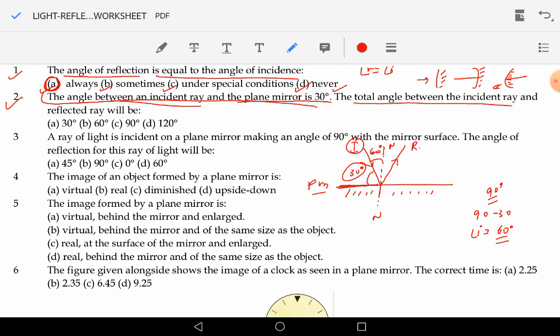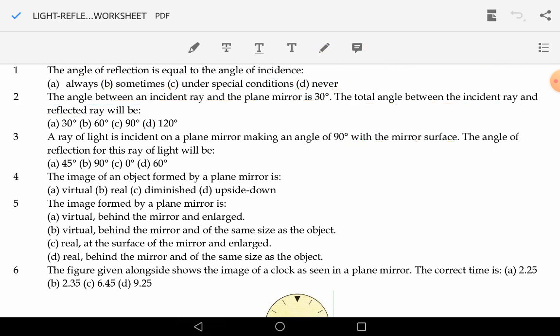The total angle between the incident ray and the reflected ray. So they are not asking you only the angle of incidence or reflection. They are asking you the total angle that will be made. Okay. So if angle of incidence is 60, it's obvious that angle of reflection will also be 60. And the total angle would come out to be 60 plus 60, that is 120 degree. Let us see, do we have such option? Yes. So our option number D is the correct one. The important thing here is to understand this part of the statement, that the angle between the incident ray and the plane mirror is 30 degrees, right? So second question is done.